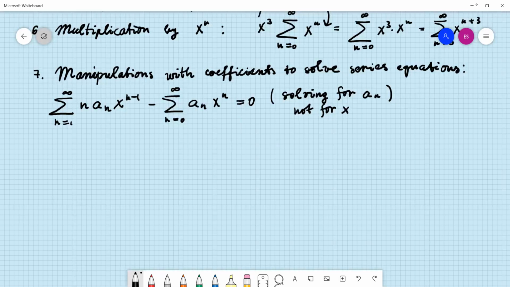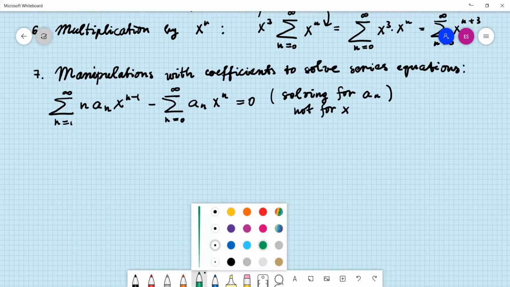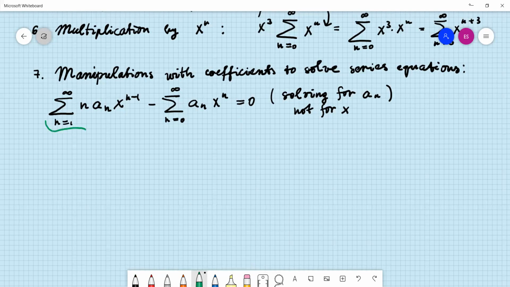What we are going to do, guys, I want to shift the index because I cannot add these two series together because they start with different numbers. The first one starts with 1 and the second one starts with 0. I'll need to shift both to 0. So I'm going to deal with this one and shift the index for this one.